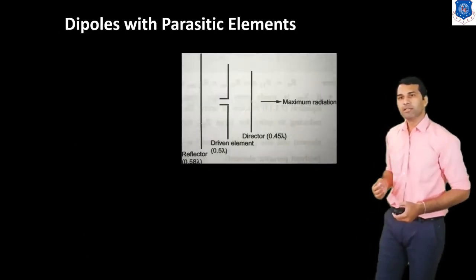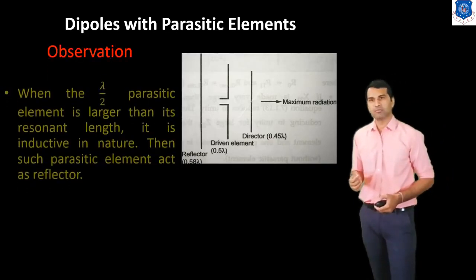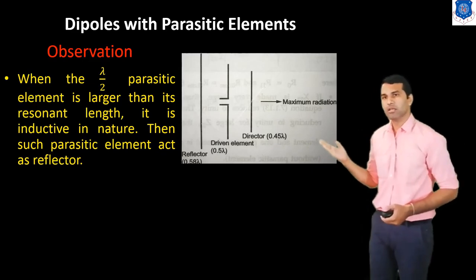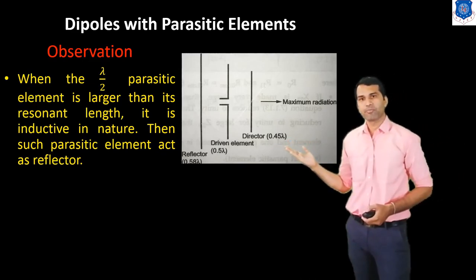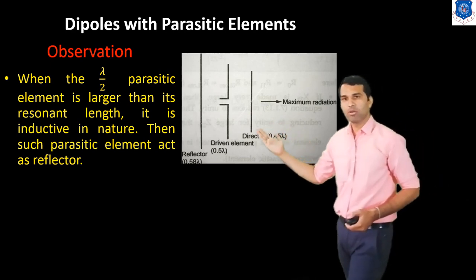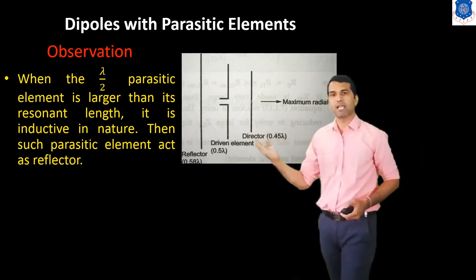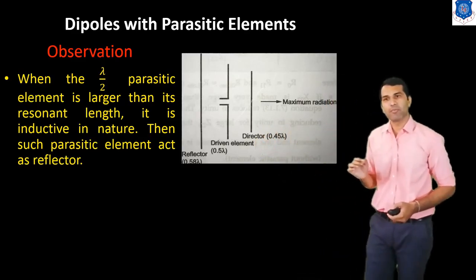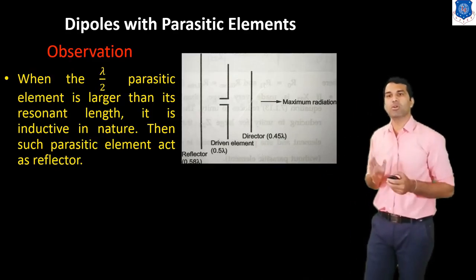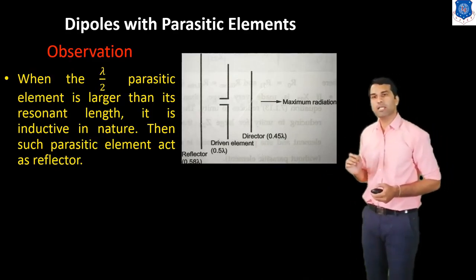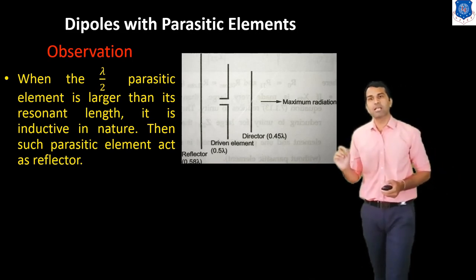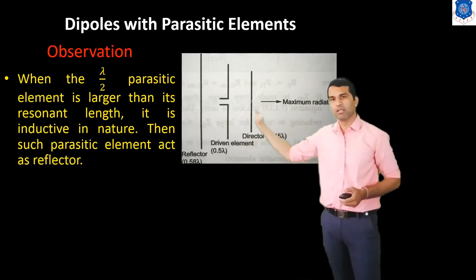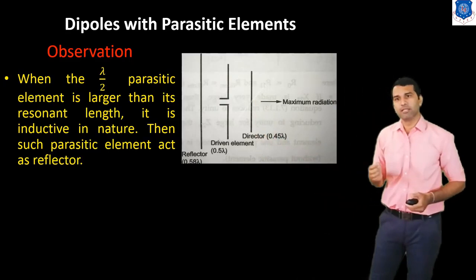Now, dipole with parasitic element. We have some observations here. So this is the Yagi-Uda antenna, and here this is the dipole, the second one, and this is the parasitic element director. When the lambda by 2 parasitic element is larger than its resonant length, it is inductive in nature. Then such a parasitic element acts as a reflector. So the last element in this figure is the reflector.